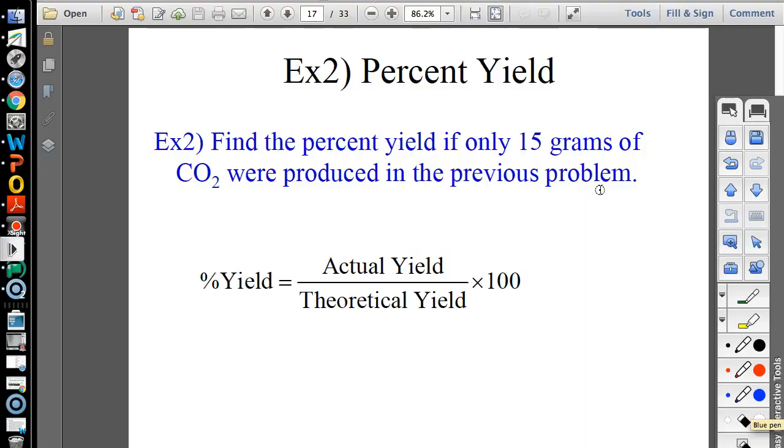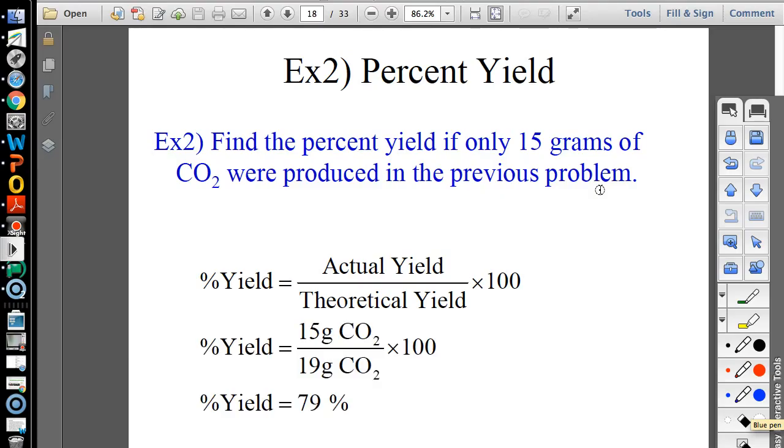And so percent yield, percent anything is part divided by whole times 100. Well, the largest that you can make, your maximum yield, is your theoretical yield. So what you really get divided by your theoretical, or your stoichiometry answer in this case, that's part divided by whole times 100. That's your percent yield.